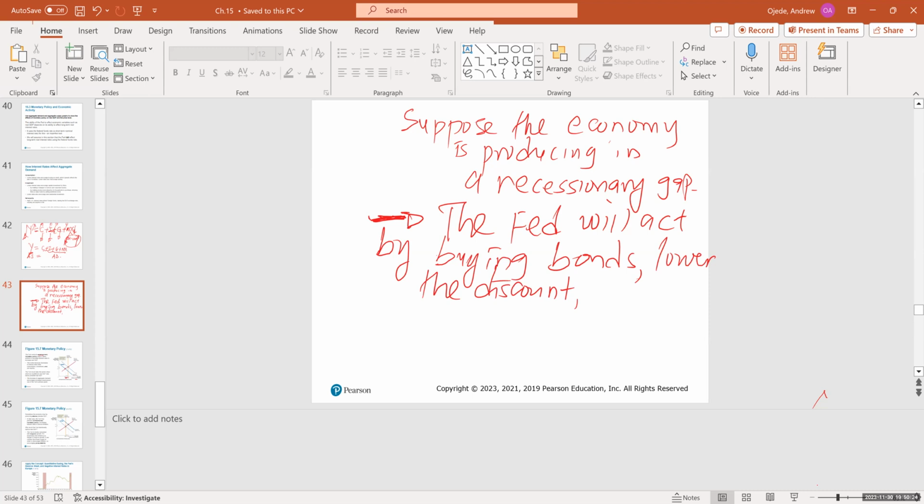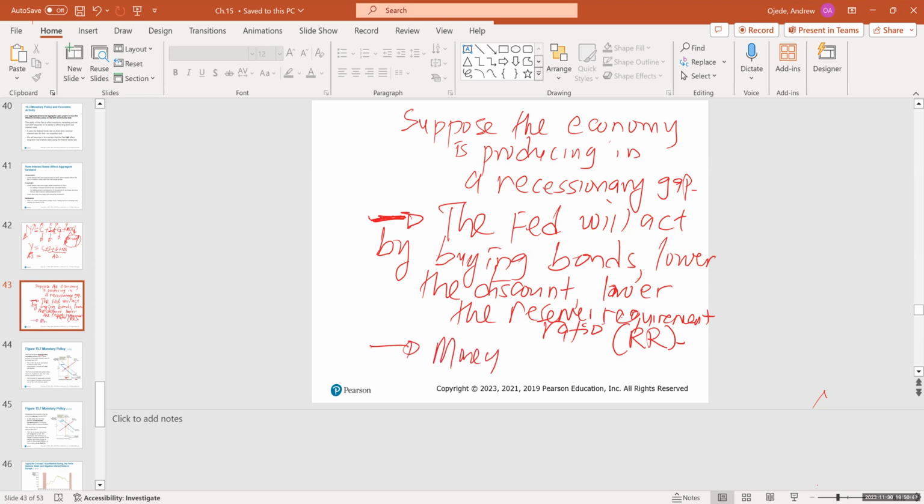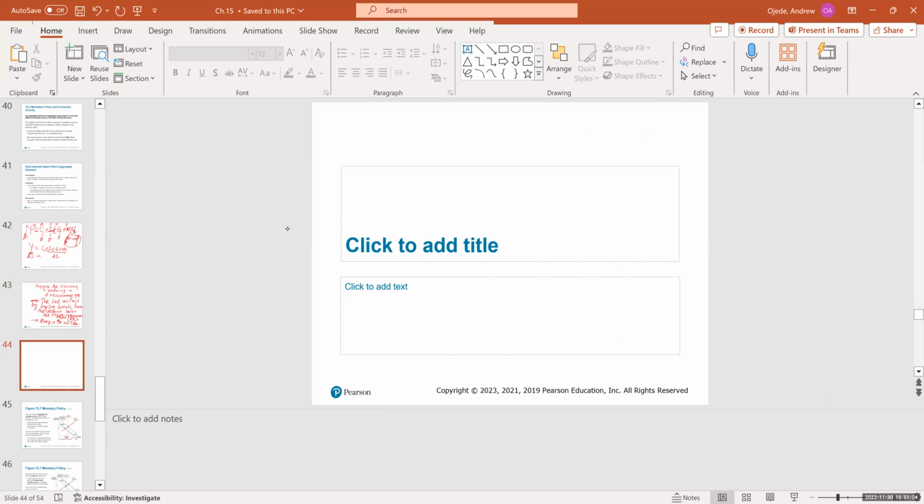We saw it in chapter 14. Or they could lower the reserve requirement ratio, which we call RR in chapter 14. When they do that, the money supply is going to increase, as we talked about. The money supply will increase in this case, and the market interest rate is going to fall. That's what we call expansionary monetary policy.